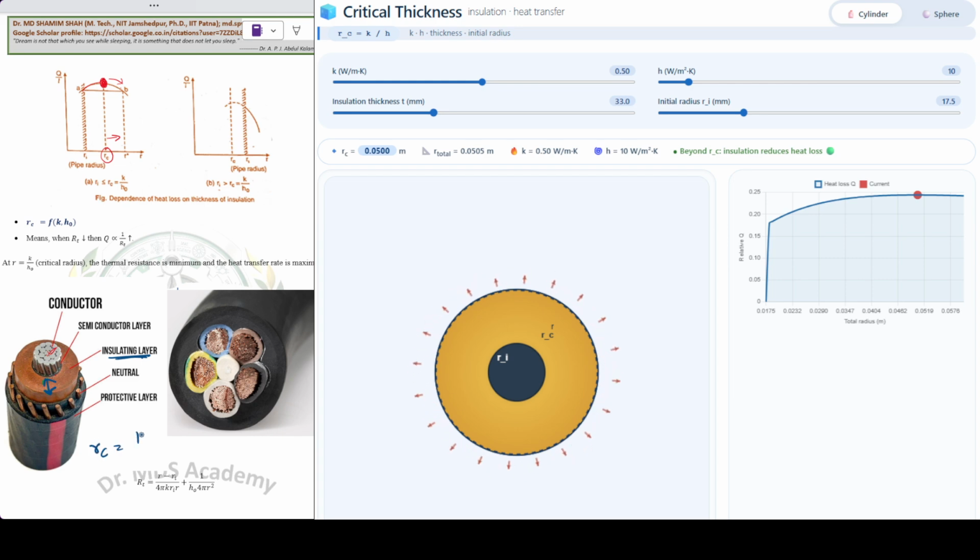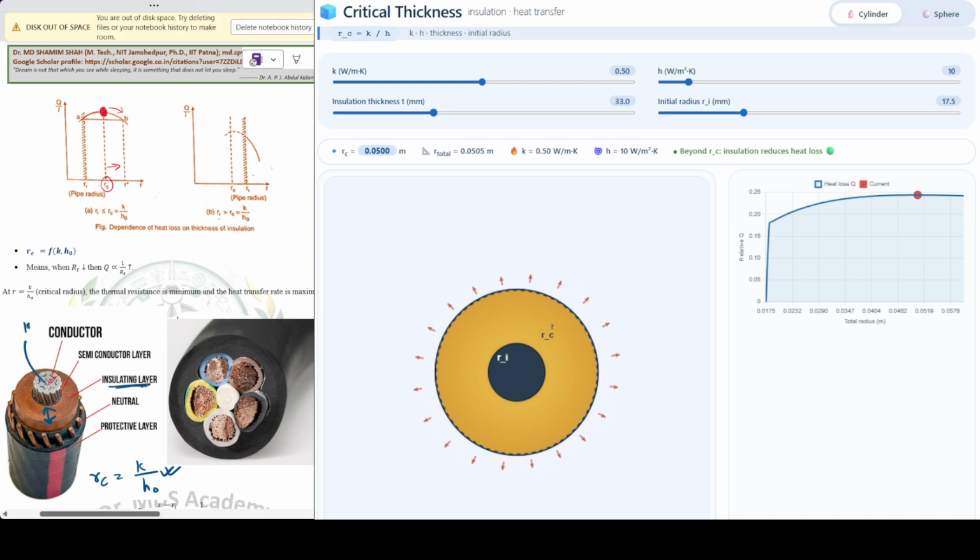So RC is equal to K upon H naught. K is the thermal conductivity of this, and H naught is that of the air around this wire. So when you divide it, you will get RC. When RC is just at the dotted line, or the thickness of this insulating layer is overlapping this dotted line, it means that maximum heat loss will take place. Okay, so let's again.